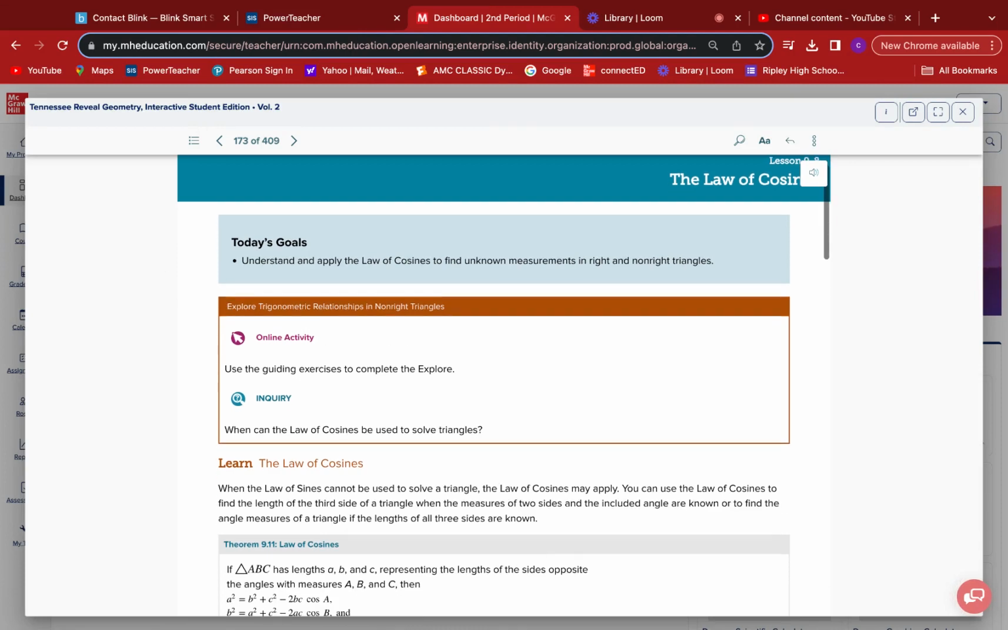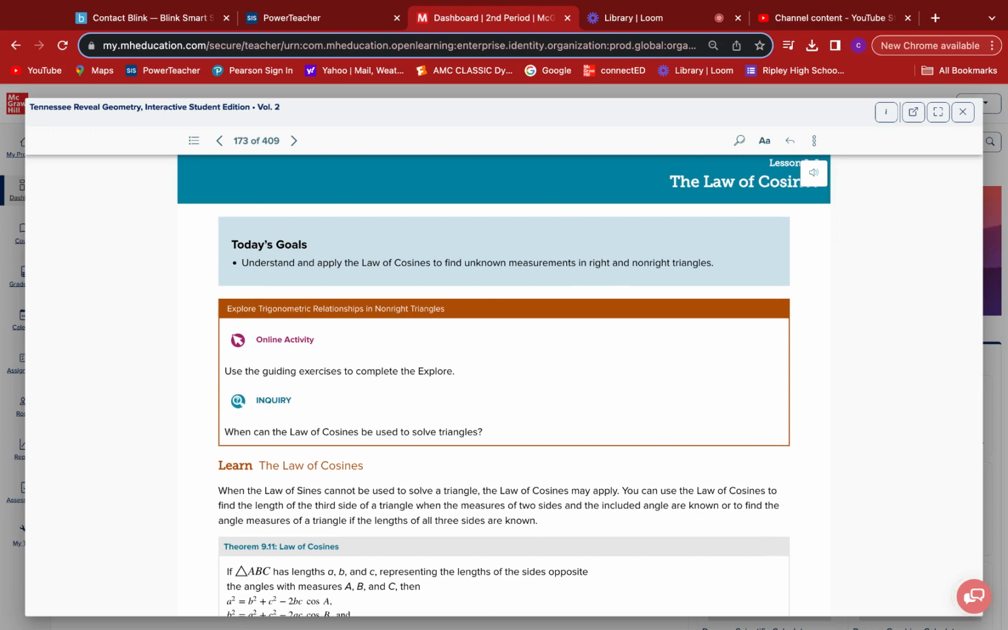All right, so first off, how do you know when you use law of sines or law of cosines? How do you know when it's just sine, cosine, tangent? First off, it has to be a right triangle to use sine, cosine, and tangent. It has to be a right triangle. If it is not a right triangle, it's either the law of sines or the law of cosines.